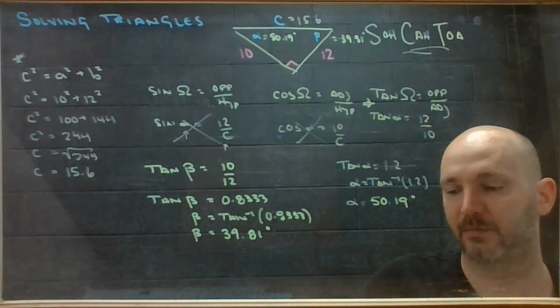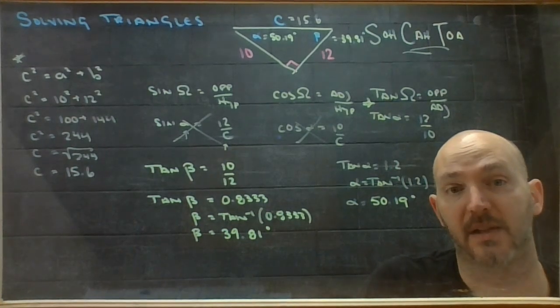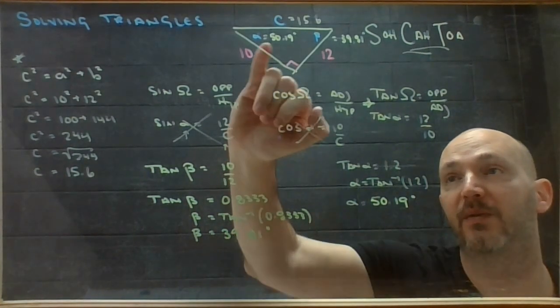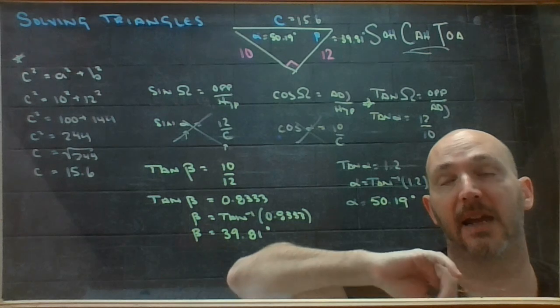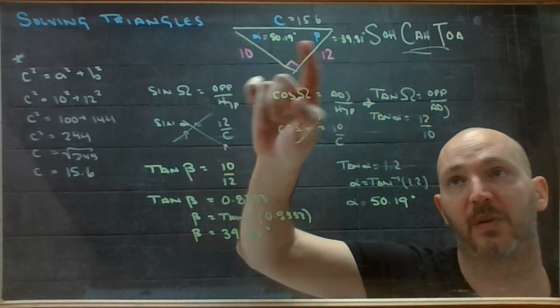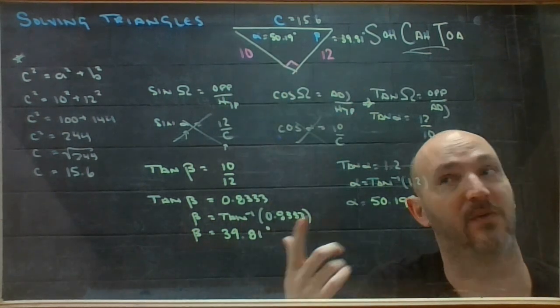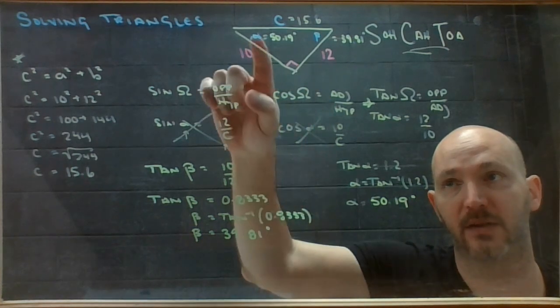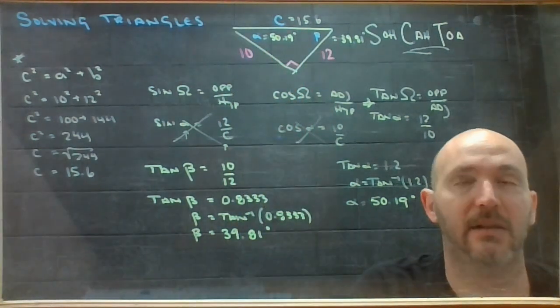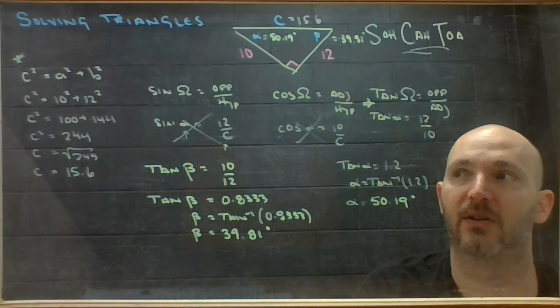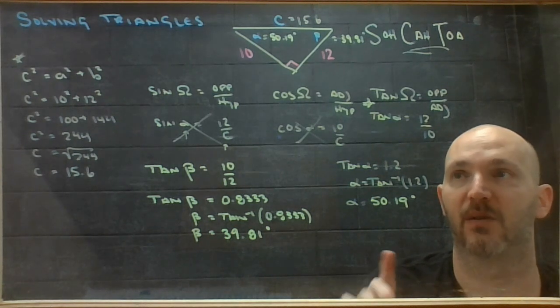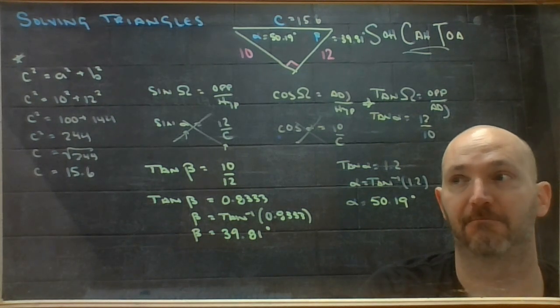Okay, so fact check myself. 50 and 39 is 89, and 0.19 and 0.81 is an extra 1. So that would give me 90 degrees plus 90 is 180. All the angles in the triangle add to 180 degrees, so I know that I've done this one correctly.